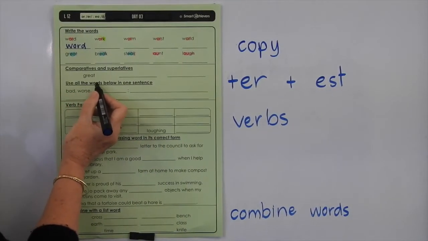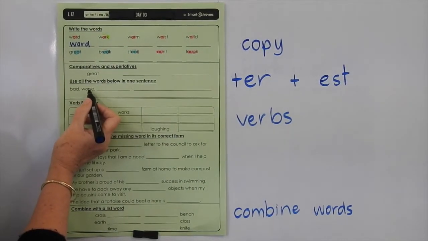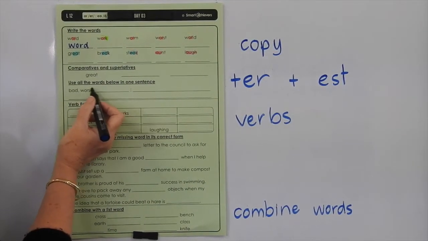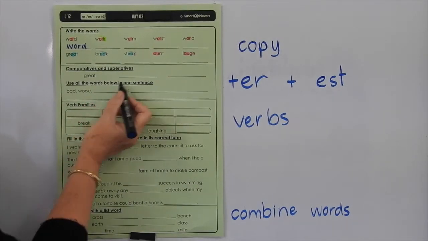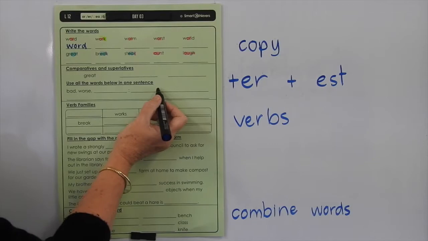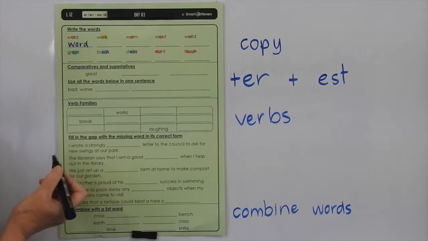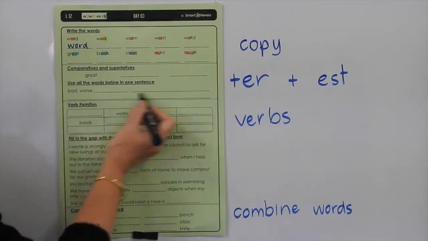So use all the words below in one sentence. So we've got bad, worse. The superlative of worse would be worst. So then you have to find a sentence that you can write all 3 words in the one sentence. And just copy it down there.